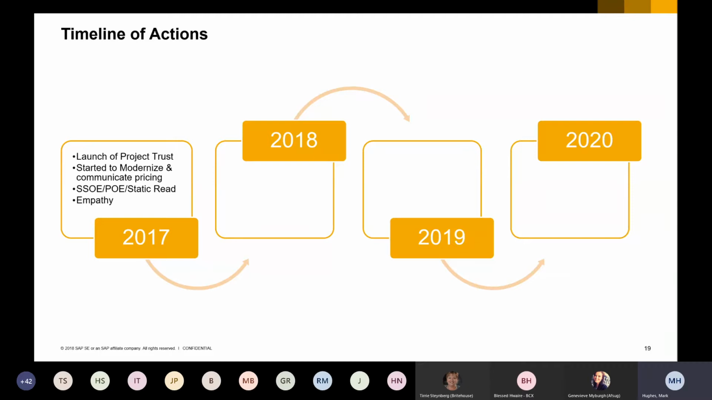If our customers are not happy, we are not happy. We needed to do something about this. So by 2018, we had three fundamental outcomes of this project. First, SAP combined all of its license, audit, and compliance functions.